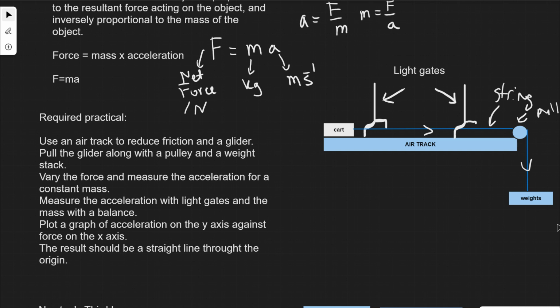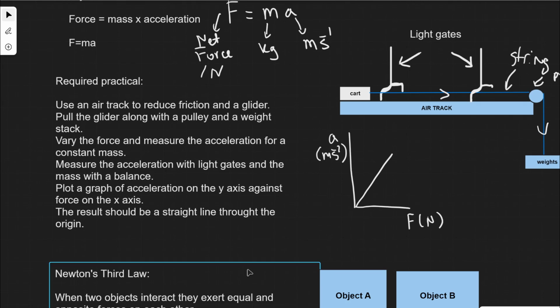Then we're going to plot a graph of the acceleration on the y-axis against the force on the x-axis. You may do it slightly differently, but if the acceleration in meters per second squared is on the y-axis against the force in newtons on the x-axis, we should get a nice straight line relationship.